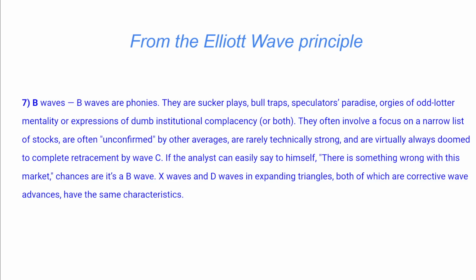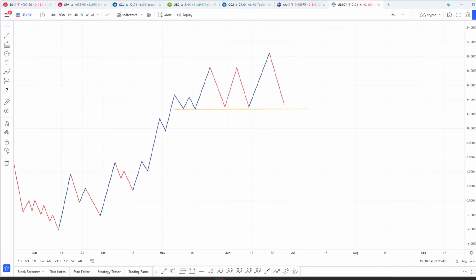X waves and D waves in expanding triangles, both of which are corrective wave advances, have the same characteristics. So it's easy to imagine that upon this movement, the longs are getting excited again and have no reason to believe that price won't continue on to break the high. So range and structure players might be seeing this as simply a retest of the old range, but probably won't be involved from the long side unless the top breaks.